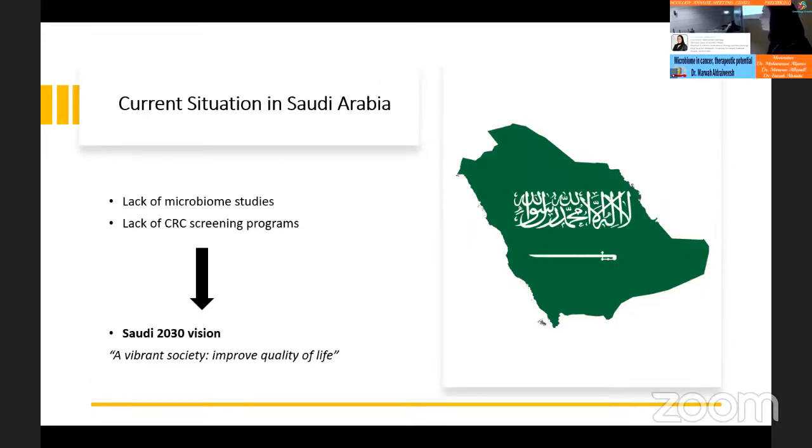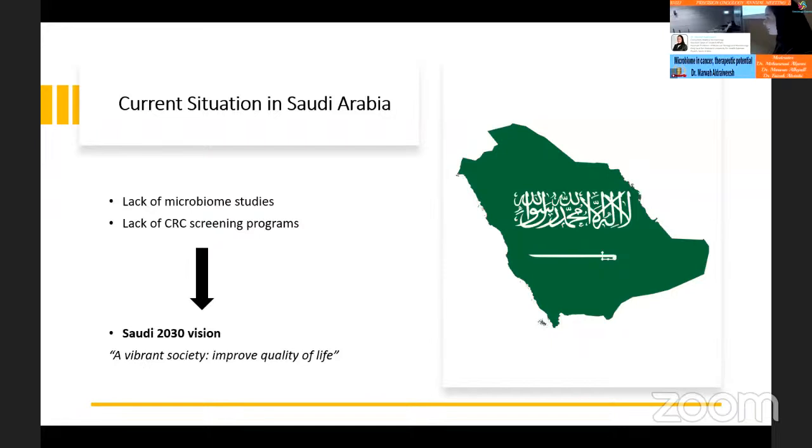So what's the current situation in Saudi Arabia in colorectal cancer in regard to the microbiome? Unfortunately, there is a lack of microbiome studies in Saudi Arabia, despite a high importance and increasing trend in microbiome studies and its role in colorectal cancer. And there is also a lack of colorectal cancer screening programs in Saudi Arabia.